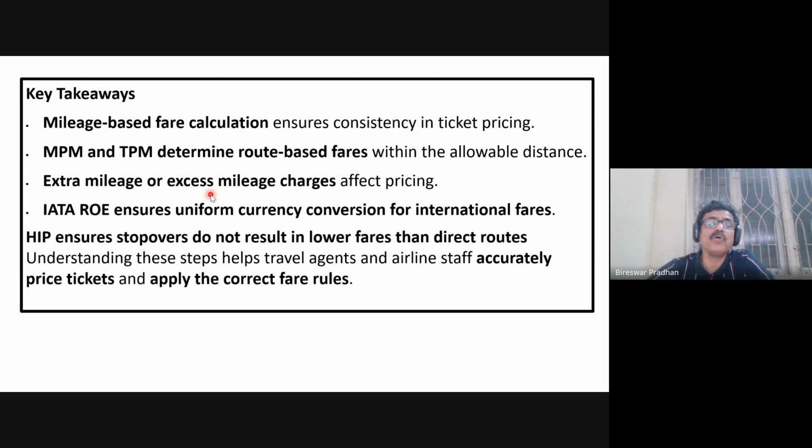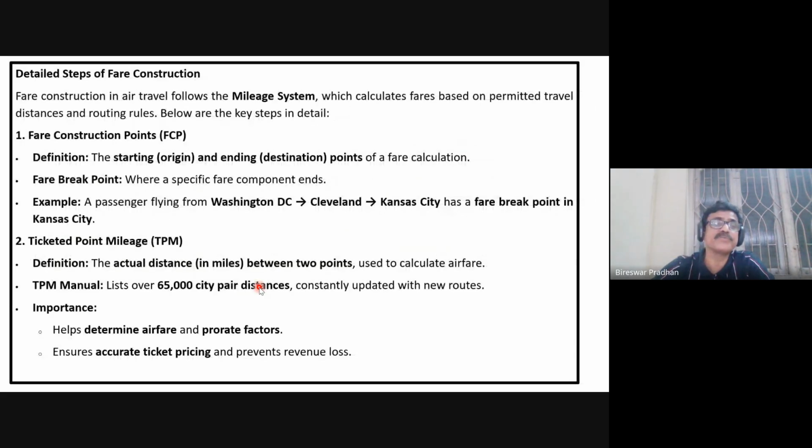Extra mileage or excess mileage charges affect the pricing. The IATA ROE ensures uniform currency conversion for international fares. HIP ensures stopovers do not produce lower fares than direct routes. Understanding these steps helps travel agents and airline staff accurately price tickets and apply the correct fare rules. So these are maintained for the detailed steps of the construction.